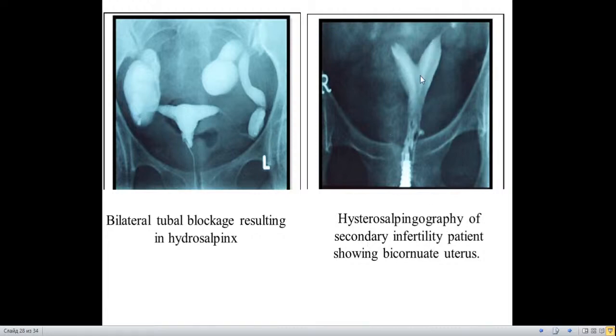bicornuate uterus. Actually it is a congenital anomaly. In some mammals, in many mammals, the uterus is multicornuate, but in humans not. It has no horns. It has a triangle-like shape of cavity, but here you see really two horns. It is a bicornuate uterus, but it is an anomaly.